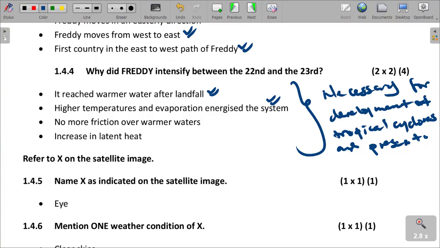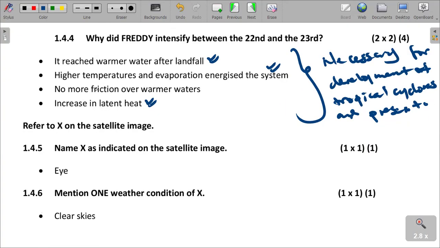No more friction over the warm waters, and then an increase in latent heat. The latent heat is continuously released. Remember that the latent heat of vaporization, which is released here, is also necessary for the development of tropical cyclones. That is what we are saying in that regard.